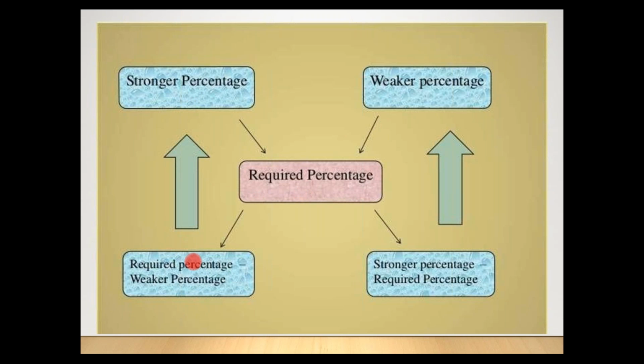So with the help of an example, it will be clearer for you all. Okay. So remember, for the stronger percentage, here it is ulta, opposite. It's the required percentage minus the weaker percentage, and here it is stronger minus required.